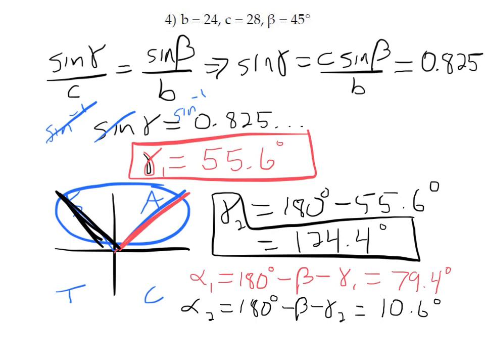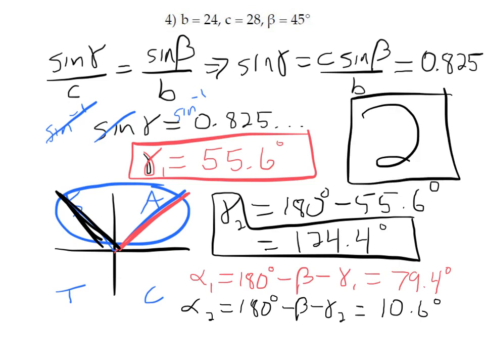Sometimes when you do this, this answer is negative. In other words, beta and gamma are too big to leave anything left for alpha. In this case, they are not too big. We have two solutions. There are other ways you can work with the height of the triangle to see if it's possible, and certain inequalities.